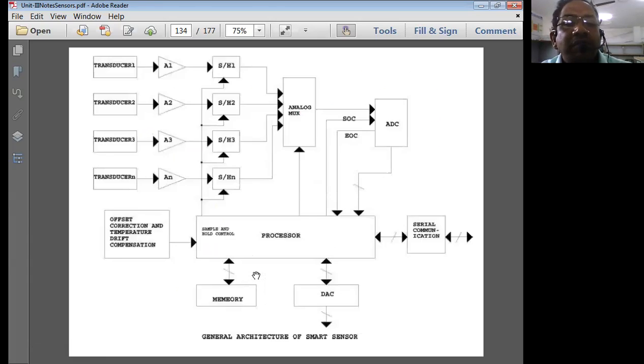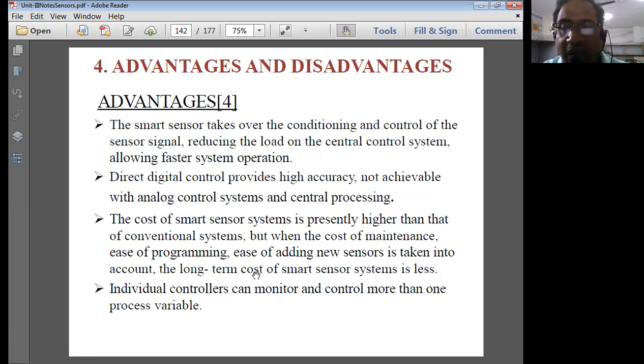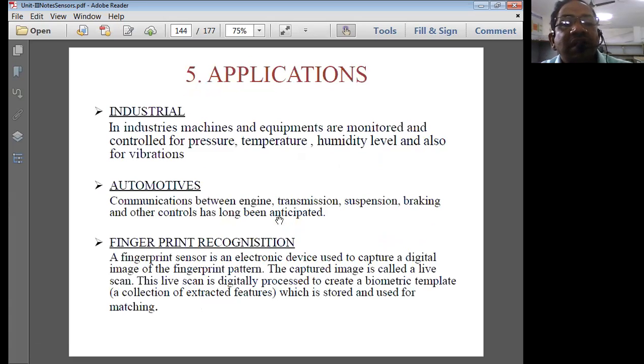And this is the block diagram we have seen, and all these modules we have also seen earlier. These are the things which we have, and we discussed the advantages and disadvantages. And finally, we're going to have the applications of sensors. So where do we use these sensors? We already know what a sensor is.